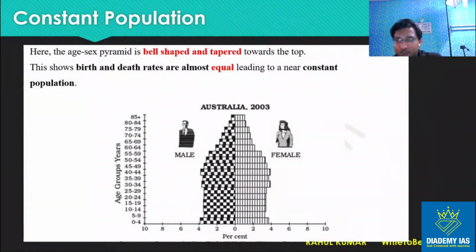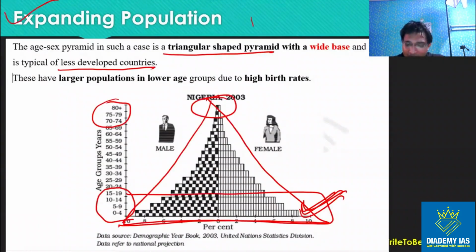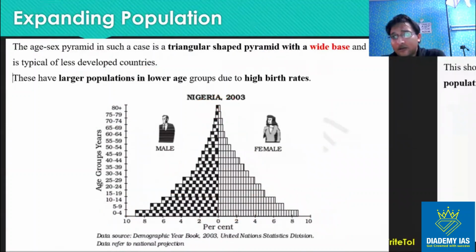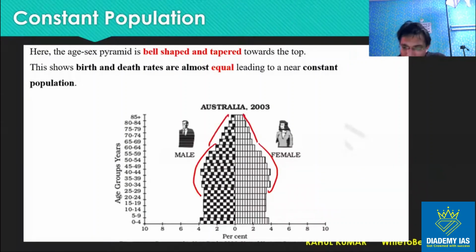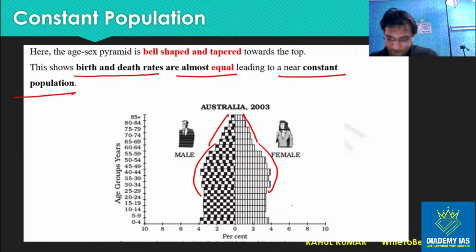Then constant population. ठीक है? तो India is in this shape only. India का हम और भी देखेंगे आकर के. Not exactly, India is not exactly in this shape, right? We will see constant population. So here age sex pyramid is bell shaped है ना? And tapered towards the top. ठीक है? So birth and death rate are almost equal, leading to near constant population. ठीक है?